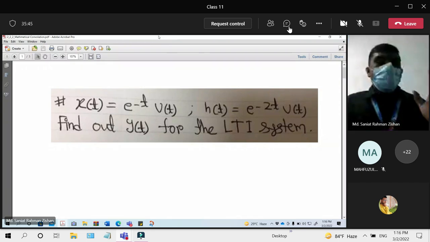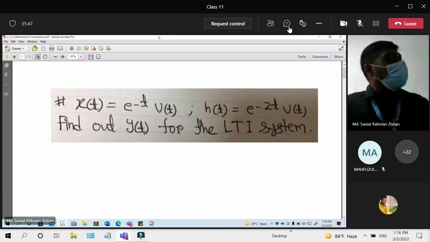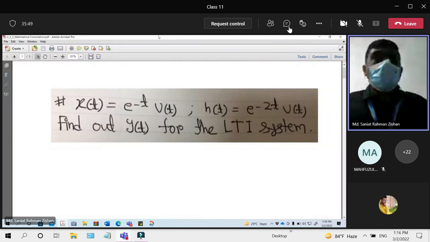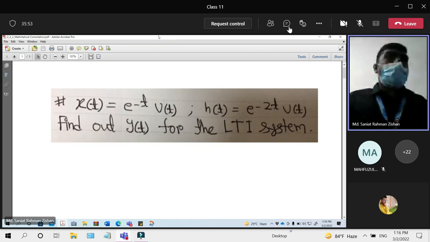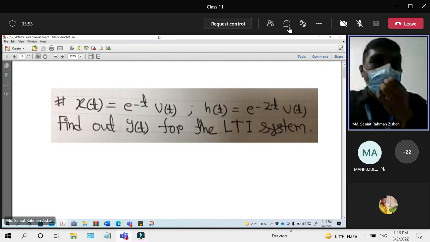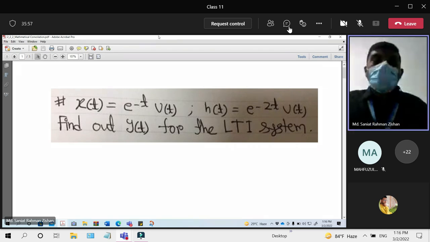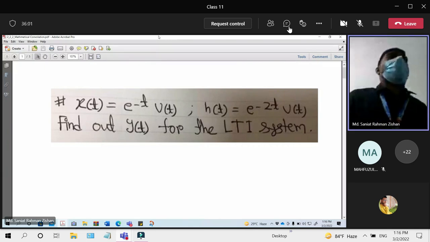But let's say in another problem, xt and ht are given and none of them is an impulse function. None of them is a delta function. This means you cannot apply the delta property. The previous ones were very easy: xt convolution delta t, xt convolution delta t minus t naught, giving xt minus t naught.